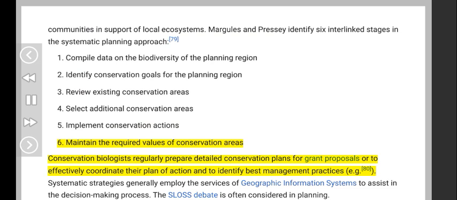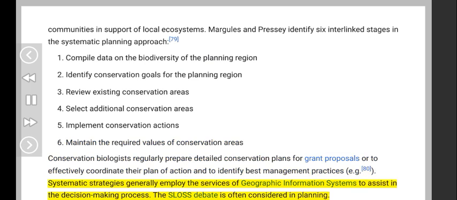Conservation biologists regularly prepare detailed conservation plans for grant proposals or to effectively coordinate their plan of action and to identify best management practices. Systematic strategies generally employ the services of geographic information systems to assist in the decision-making process. The SLOSS debate is often considered in planning.